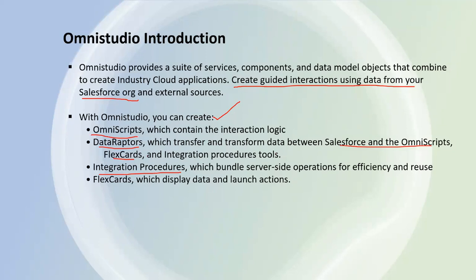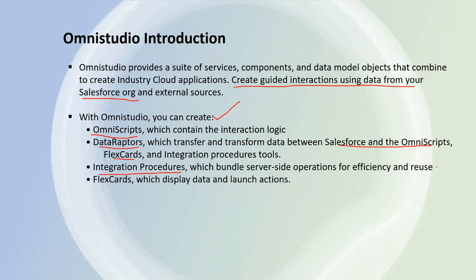For example, I want to show some data on the FlexCard. For that I need to fetch the data. How can I fetch it? I can use a data raptor to fetch the data and transfer it to the OmniScript or FlexCard so that it displays the data. Again, we will see this in detail when we discuss the data raptors and FlexCards topics, and integration procedures, which bundle server-side operations.